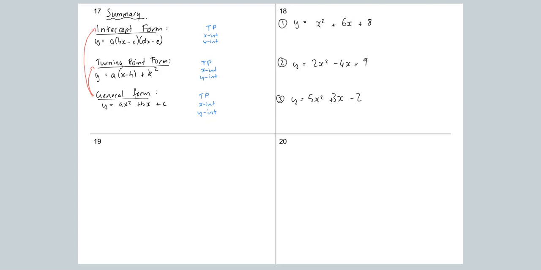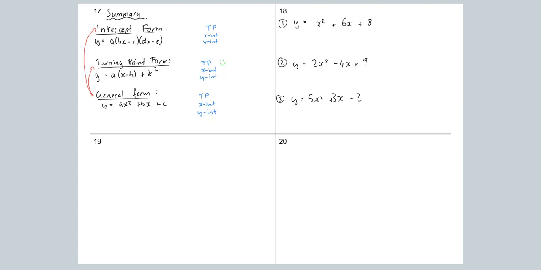So I thought I might just give you the strengths and weaknesses of each one. And if you've done some exercises now, you probably already know this. So let's have a look at the turning point first of all. Of those three forms, guess which one gives you the capacity to work out the turning point the easiest. If you said the turning point form, you would be quite correct. Turning point form is quite easy to work out the turning point.